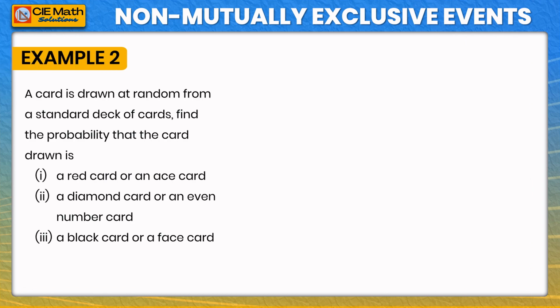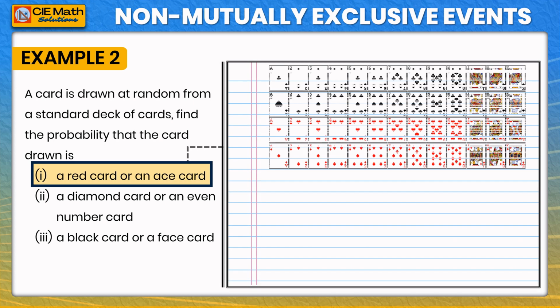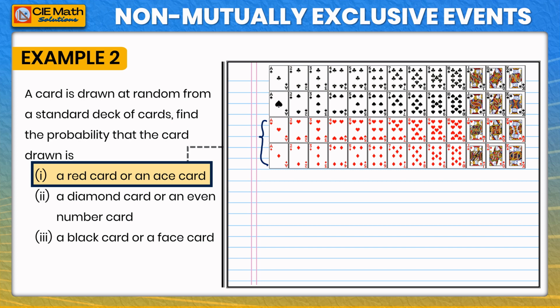Let's go to example 2. Example 2 says, a card is drawn at random from a standard deck of cards. Find the probability that the card drawn is, first, a red card or an ace card. Looking again at the deck of cards, there are 52 cards all in all. The red cards are those cards on the lower half. So all of these are red cards. Counting them, there are 26 of them.